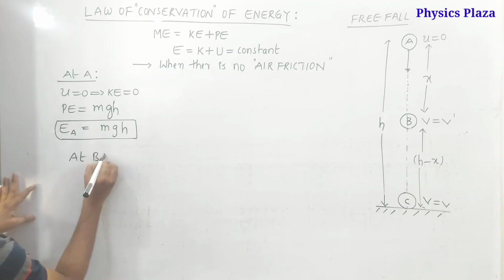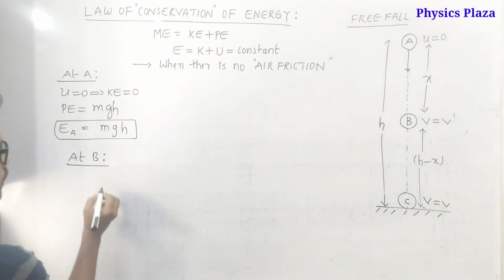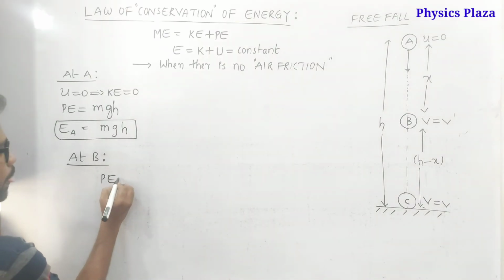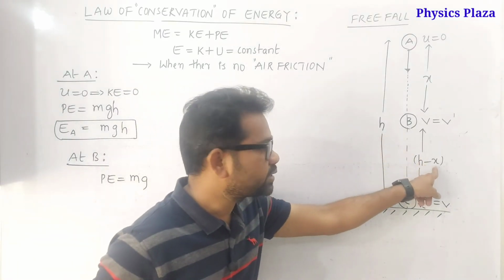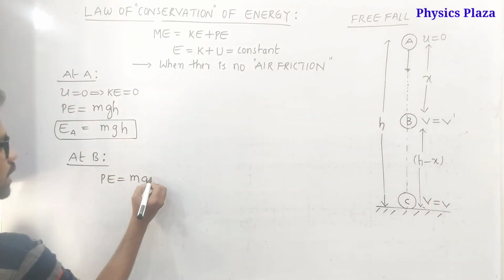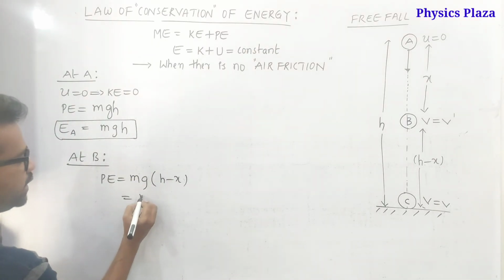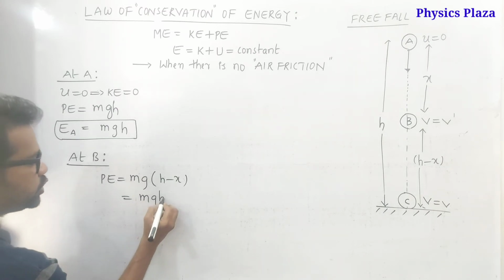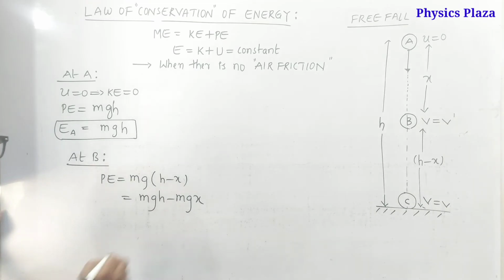Now at point B, let us see. Children, at point B, it's very, very important. At point B, the potential energy is how much? mg, but this body is at a height of h minus x, because already it has covered x. So it is going to be mg(h minus x). This will be written as mgh minus mgx. This is the potential energy.